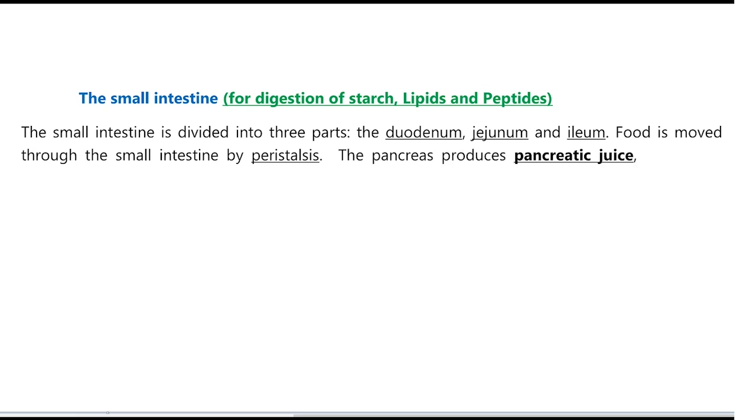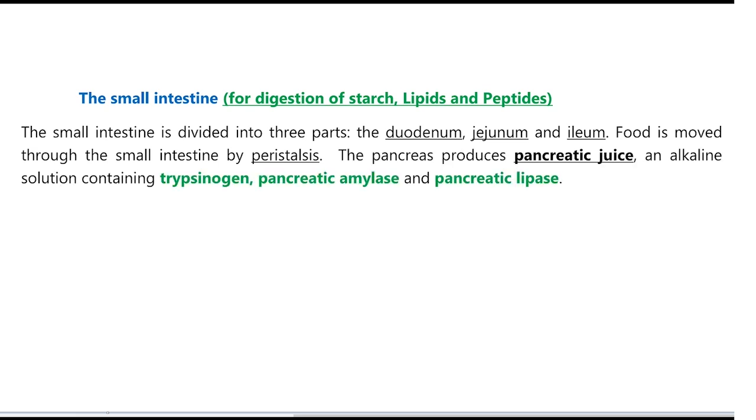The pancreas produces pancreatic juice, an alkaline solution containing trypsinogen, pancreatic amylase, and pancreatic lipase. So remember we said the pancreas is one of the accessory organs of the digestive system. So the role for the pancreas here is that it produces a juice called pancreatic juice, and this juice contains trypsinogen, which is an enzyme that will be used to digest the peptides, pancreatic amylase, which is an enzyme that will be used to digest starch, and pancreatic lipase, which is an enzyme that will digest the lipids. Pancreatic juice enters the duodenum through the pancreatic duct.